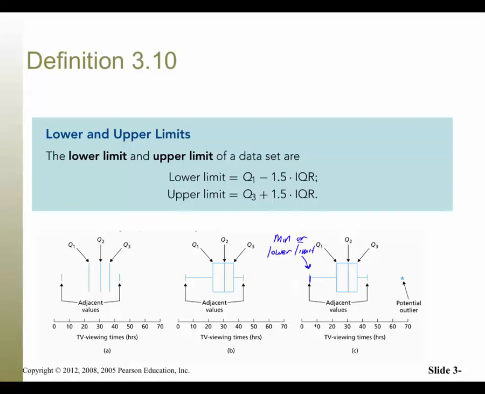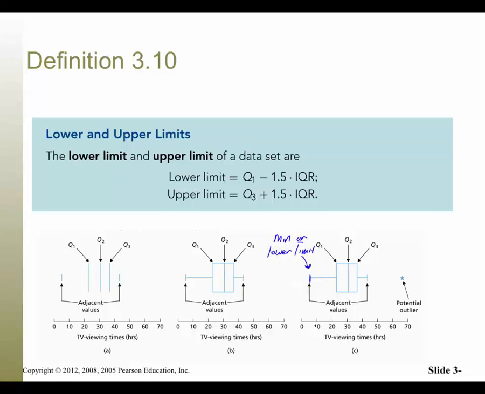So in this case, is this the min or the lower limit? Is that the actual lowest data value there at the end of the whisker, or is it this thing where we took Q1 minus 1.5 of IQR? This is the actual min. Okay, why? Because there's no potential outliers out here. So this is the actual min of the data set.